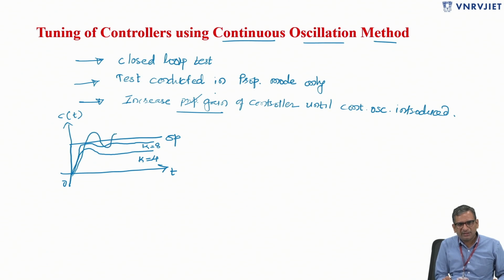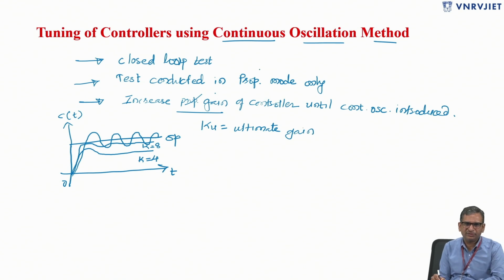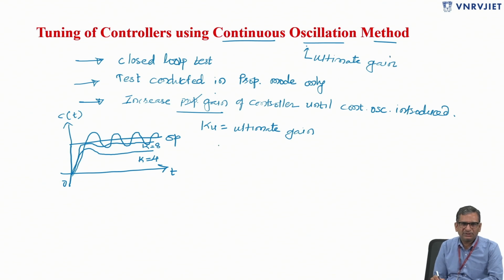Let's say at one gain, continuous oscillations are slowly introduced into the system, and the gain at which the continuous oscillations are introduced into the system is called the ultimate gain. So this is the gain at which continuous oscillations are introduced into the system. This continuous oscillation method is also called the ultimate gain method, another name for the continuous oscillation test. So this is the ultimate gain.